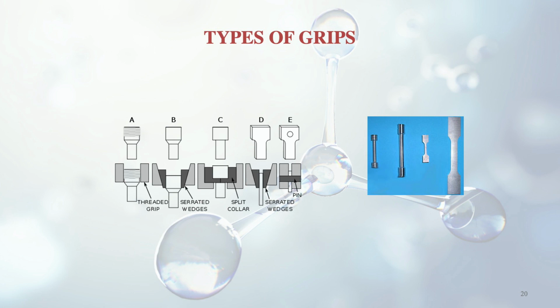Now here you can see the different kinds of grips. There are A, B, C, D and E type of specimens. The first one you can see is the threaded grip. The second is the serrated wedges type. The third is the split collar, and again the serrated wedges type where a pin is also being used. In the specimen you can see now here, which I told earlier, that it has shoulders at the end and the middle portion is thinner, the diameter is less. That upper portion, the shoulder, is used for holding this specimen in the machine.